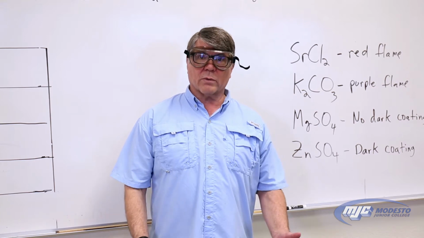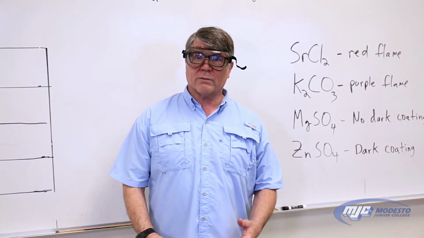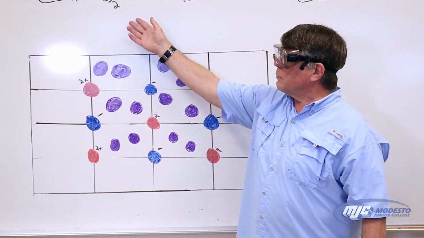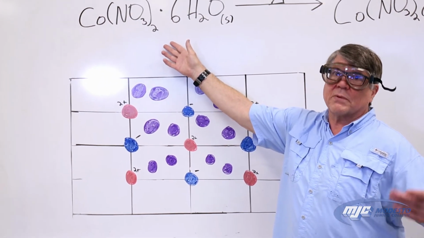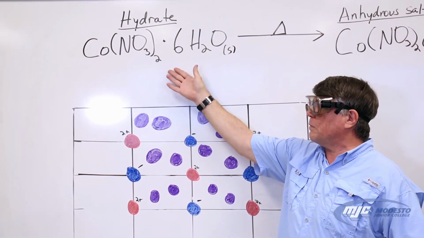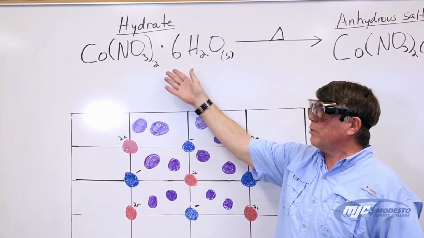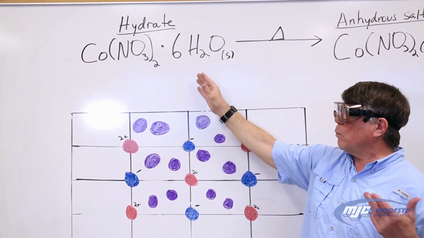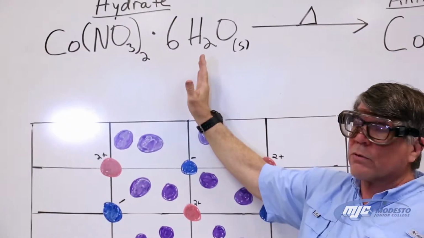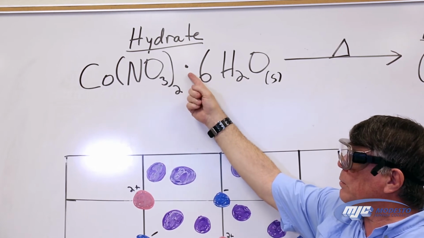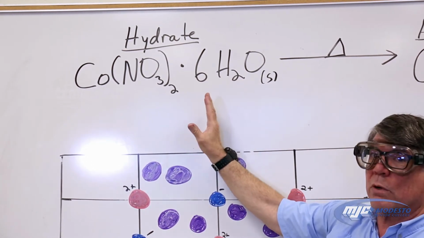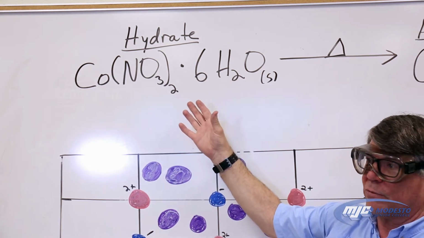So first, we're going to talk about what a hydrate is. If we look at this formula right here, this is the formula for one specific hydrate. The name of this specific one is cobalt-2 nitrate hexahydrate. But it's really a unique formula because you don't see any other formulas that have this little dot in the middle and then H2O at the end with a number in front of it. So that's one way when you look at a formula you can tell that it's a hydrate.